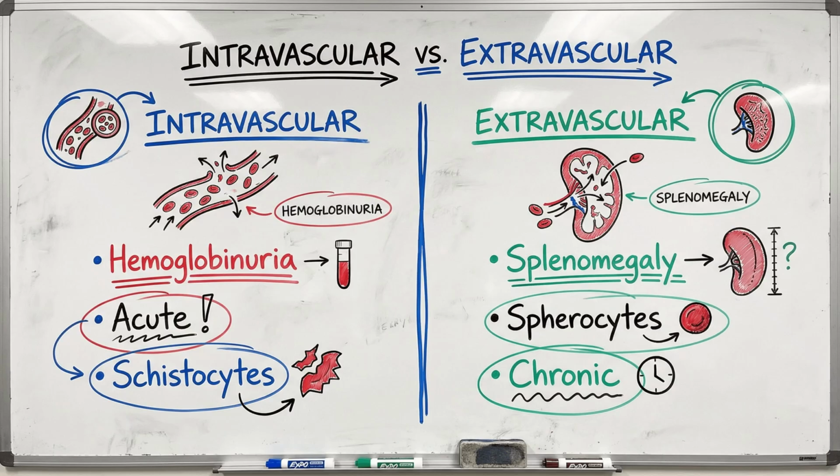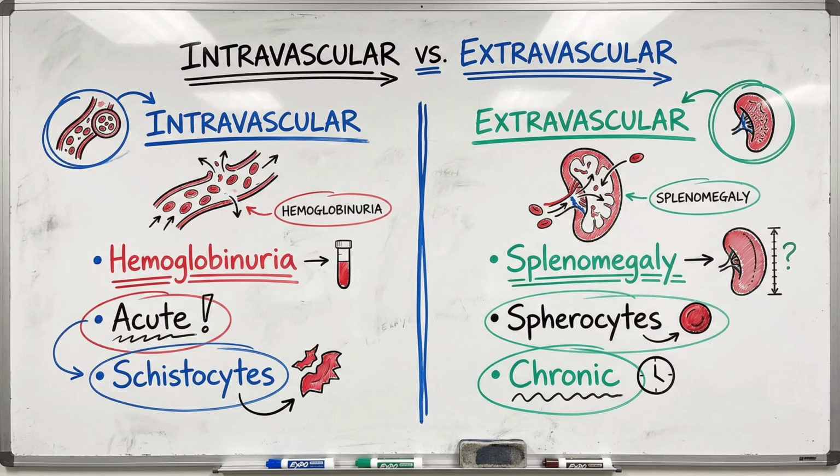Let's compare the two side by side, because you need to be able to distinguish them based on lab results and clinical signs. Intravascular hemolysis often presents acutely. Because free hemoglobin is dumped into the blood, it gets filtered by the kidneys, leading to hemoglobinuria, that classic root beer or cola colored urine. Morphologically, you'll often see schistocytes or fragmented cells on the smear because the cells are being physically torn apart in the vessels.